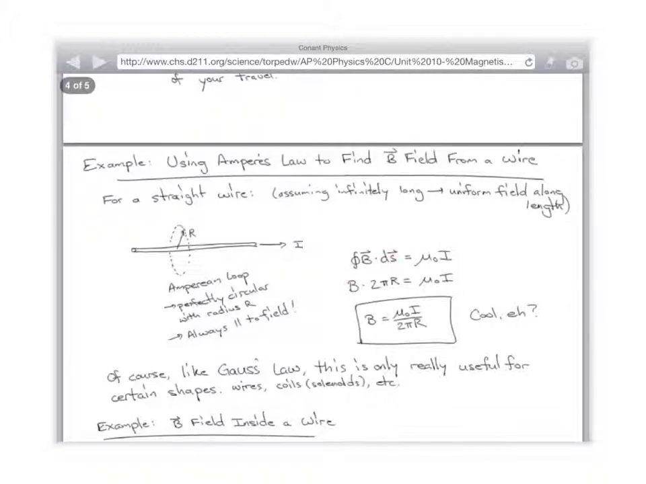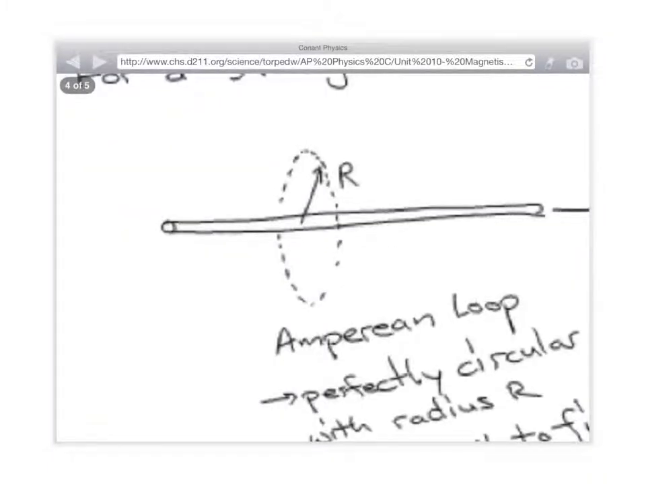Oh, by the way, what's theta? 0 degrees. Why is it 0 degrees? Because the cross product would be sine theta, and the dot product is cosine. Let me draw on here. Oh, it will let me zoom in. Awesome. Okay, here we go.